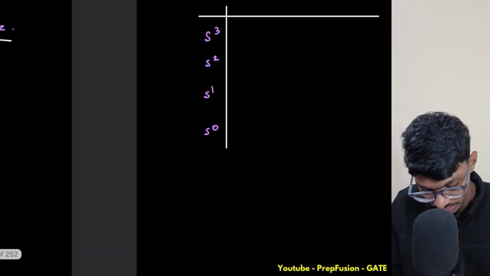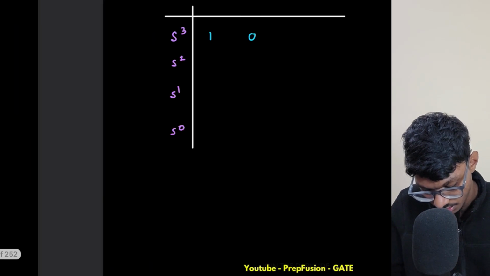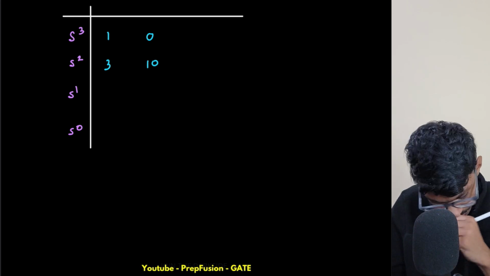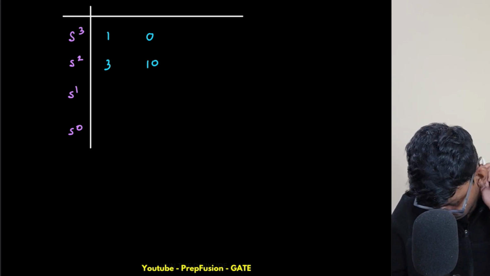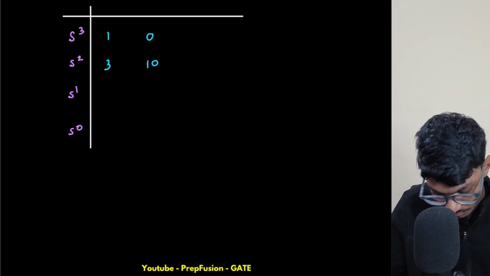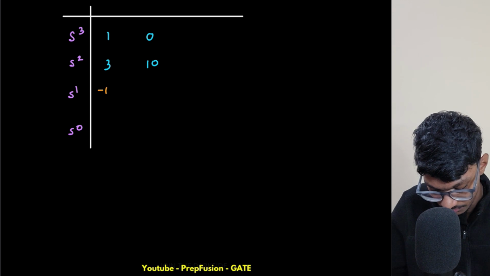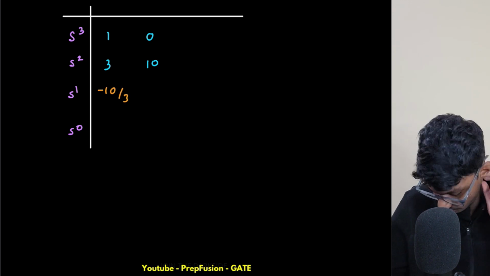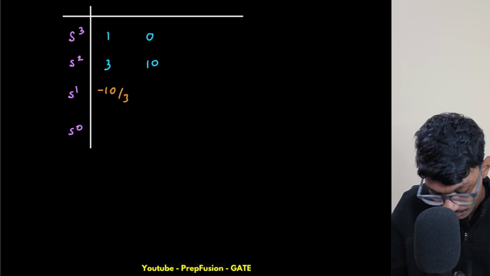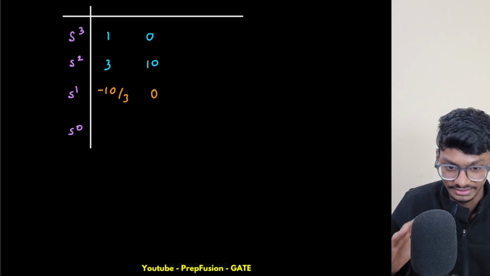Okay, so what is this? S cube is basically 1, s to the, this is 0, this is 3, and this is 10. So what you will do is, this will be minus 10 by 3. Okay, and this is 0 itself. Okay, so I'm doing this directly, not explaining anything.